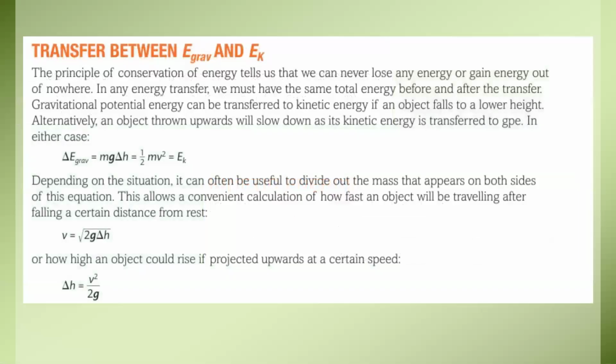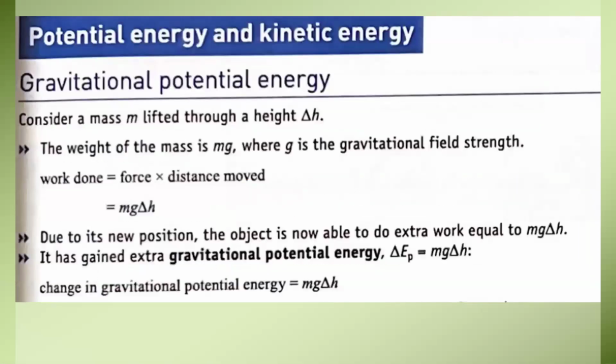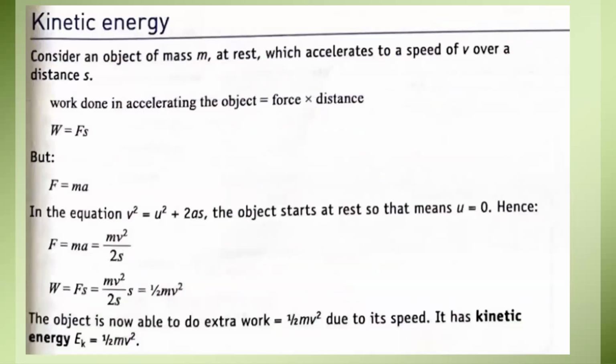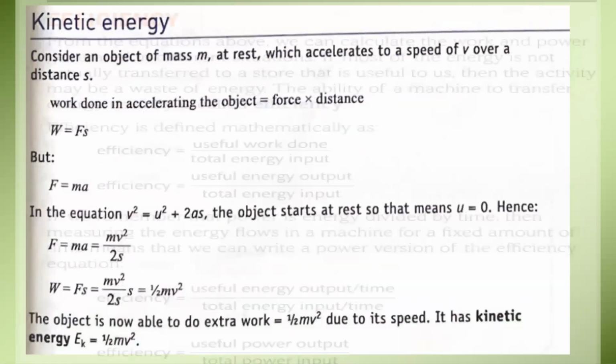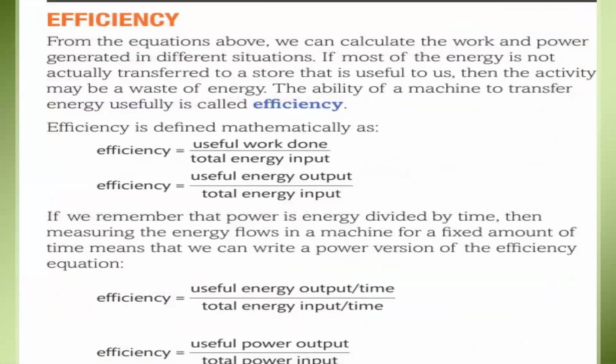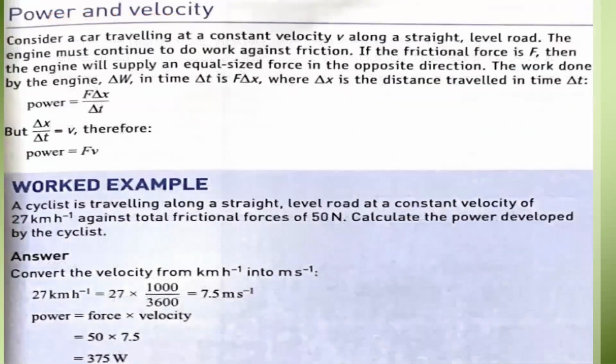So this is about the gravitational potential energy. And the derivation we already did. Next is the efficiency. But before the explanation of efficiency, first we will start with the power.